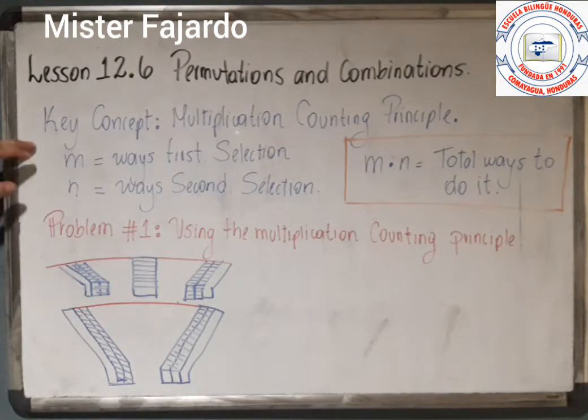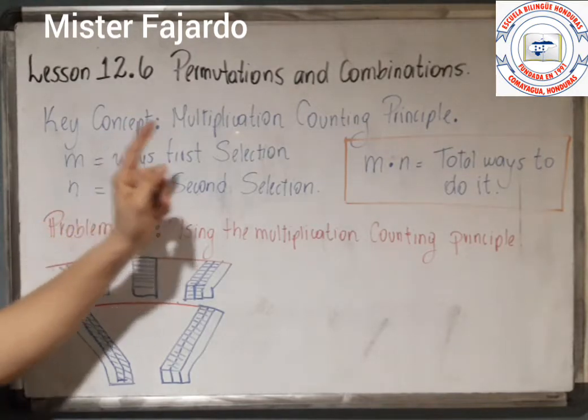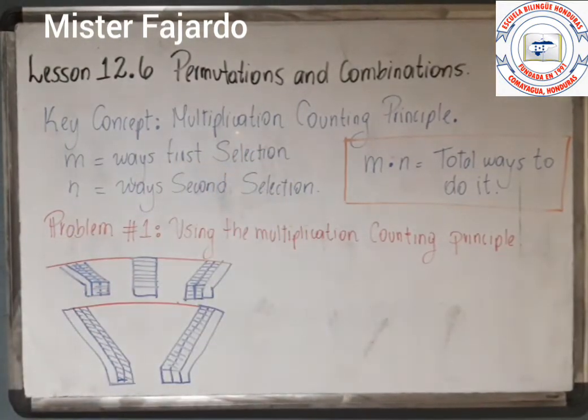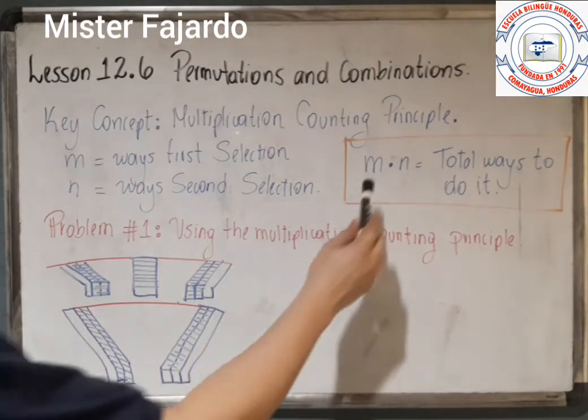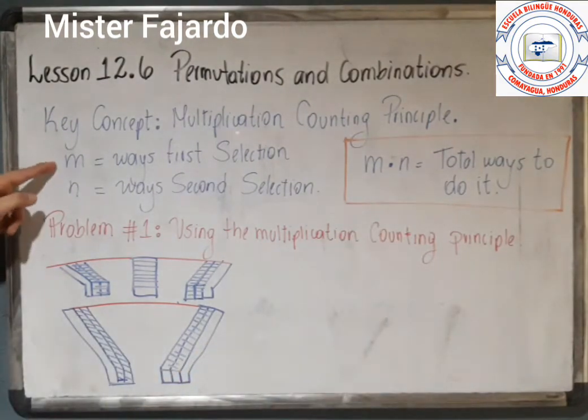In this case, the key concept that we are going to see first is the multiplication counting principle, okay? If there are m ways to make a first selection, and you have n ways to make a second selection, that means that the total number of selections you are going to have is the multiplication of the two options that you have. The first selection is m and the second selection is n, okay? It's really easy to understand, and I'm going to show you that with problem number 1, using the multiplication counting principle.